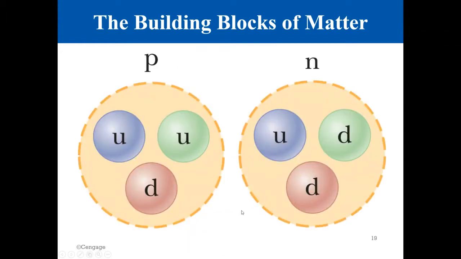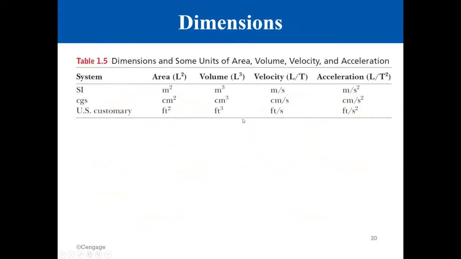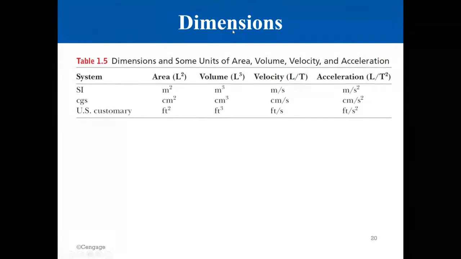This is the fundamental building block for protons. We have 2 up quarks and 1 down quark. For neutrons, we have 2 down quarks and 1 up quark. Protons and neutrons are at the center of each atom, inside the nucleus. When we do measurements, it is convenient to do dimensional analysis. It helps us to check on the equations, whether they are valid equations or not.